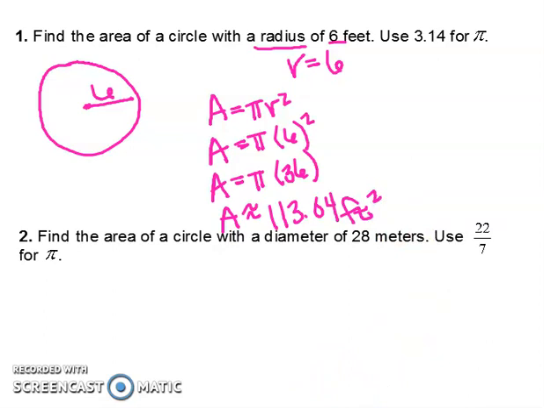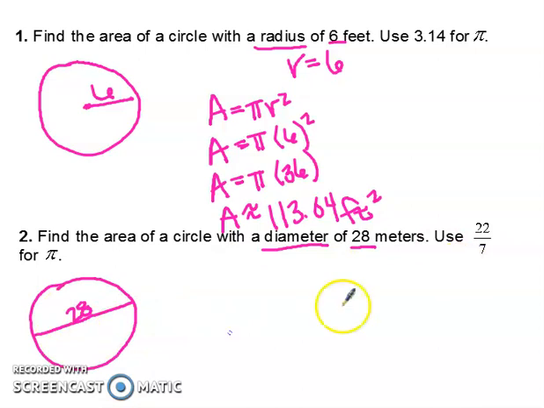Last one, find the area of a circle with the diameter of 28 meters. So I'm going to draw a picture here, and I'm going to show you that the diameter, which is the distance all the way across the circle here, is 28. And that's not helpful for the area formula because we have to have r. So if the diameter is 28, then the radius is 14. And that's what we're going to use for our formula.